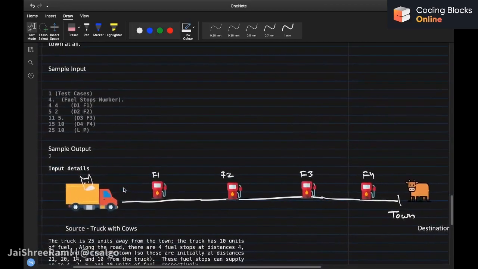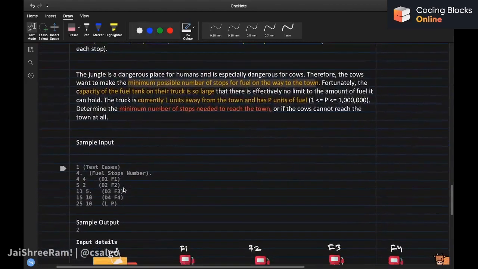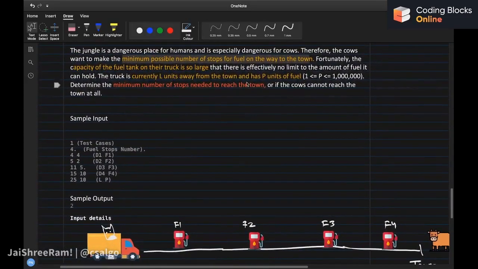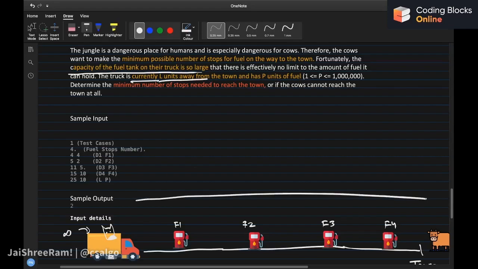So the cows want to stop at the minimum number of fuel stops, and the good thing is the capacity of the fuel tank is so large that it can hold any amount of fuel. So you can put infinite fuel in it. There is no limit on how much fuel you can have inside the truck, and initially the truck is L units away, so this initial distance is L units, and it's given in the sample input. This is 25 units away, and it has P units of fuel. So the initial fuel in the truck is P units, and P is given as 10.